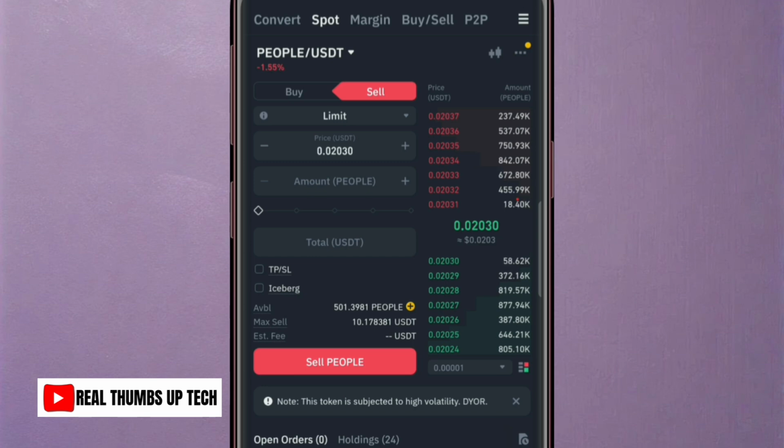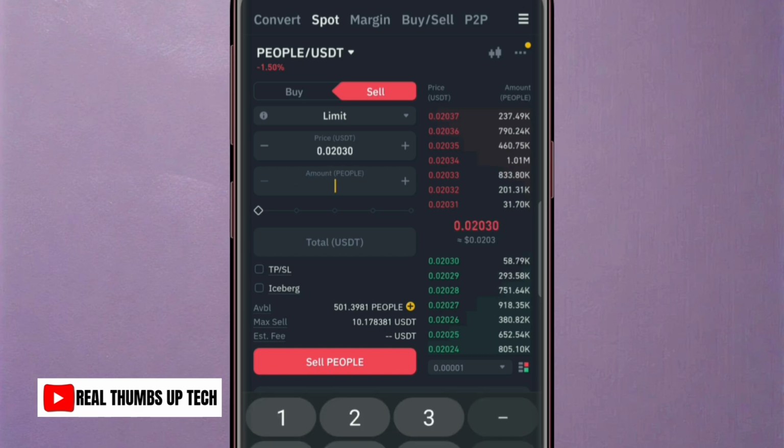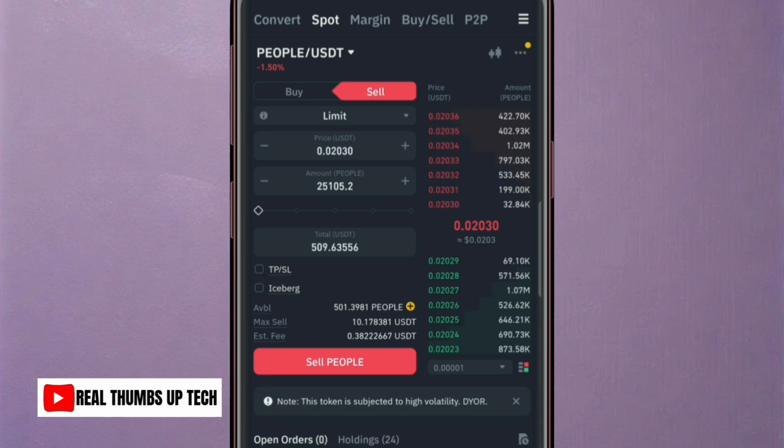So we are going to use the current market price there, all right? And we are actually using the limit order. So you come over here, where it says amount of PEOPLE coins that we're working with, and paste it here. Now you can see that we'll be getting around 509.63556 USDT. So if they remove all their charges using the limit order, we'll be getting around, let me just say, 508 USDT back. That means 8 USDT profit for this trade.